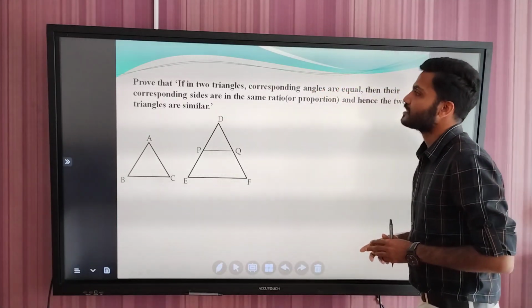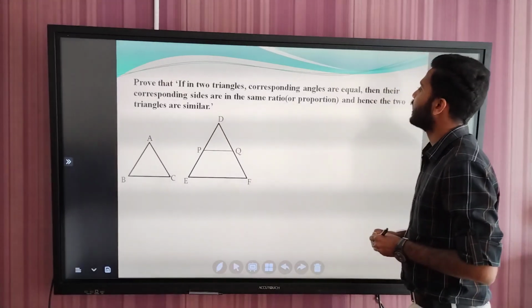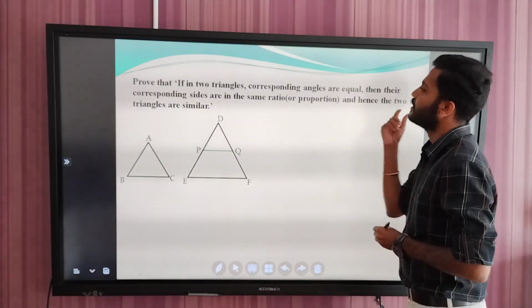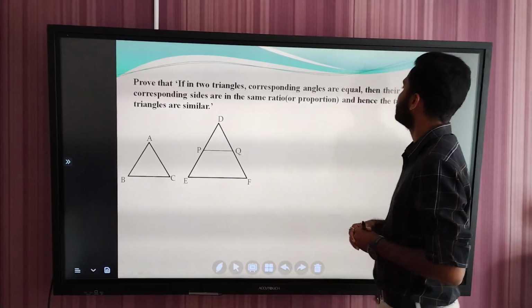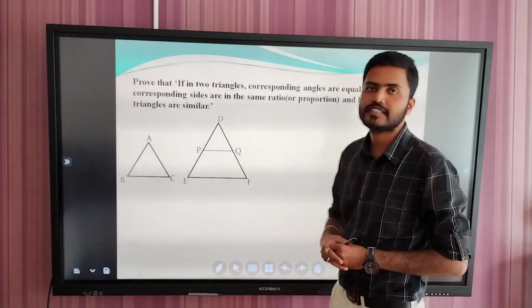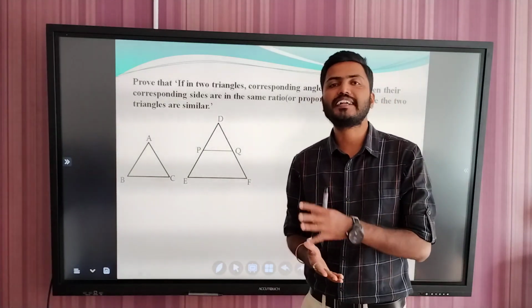Yes, so the first question of the day: prove that if in two triangles corresponding angles are equal, then their corresponding sides are in the same ratio or proportion and hence the two triangles are similar. Okay, so this is nothing but one of our similarity criteria.